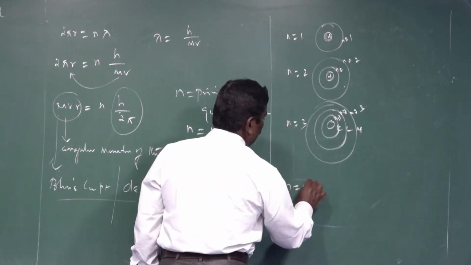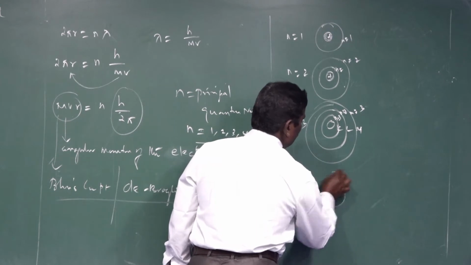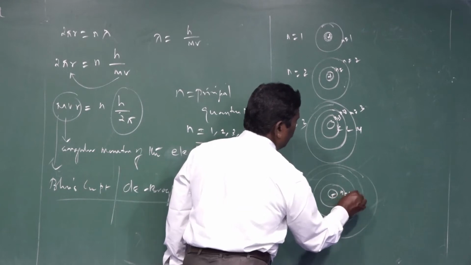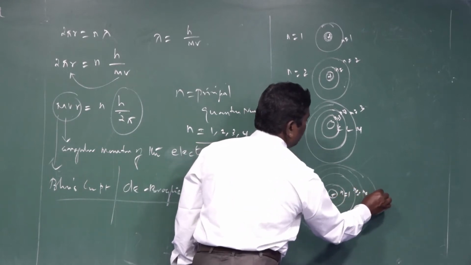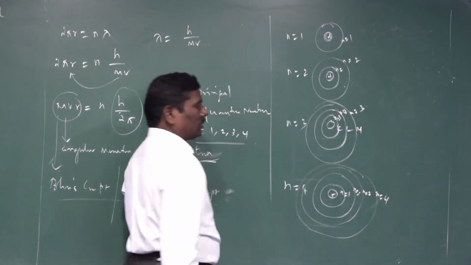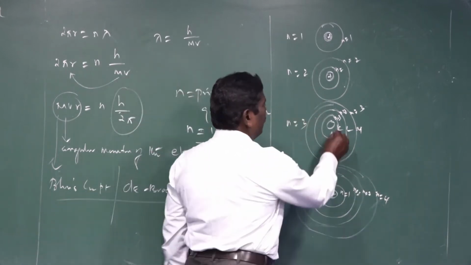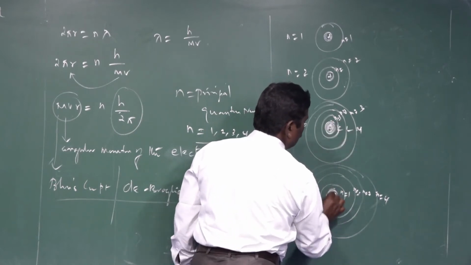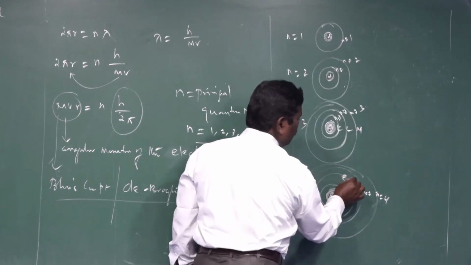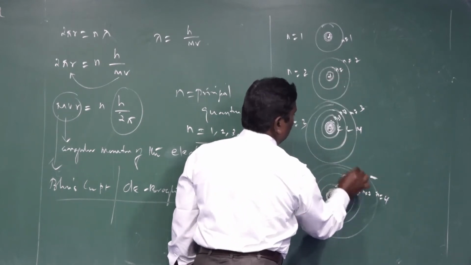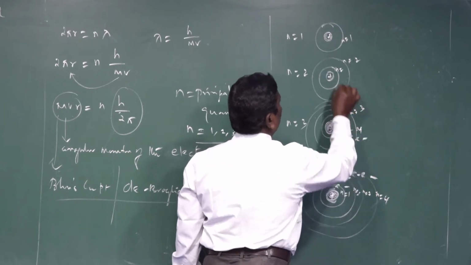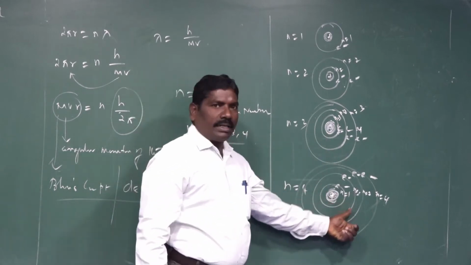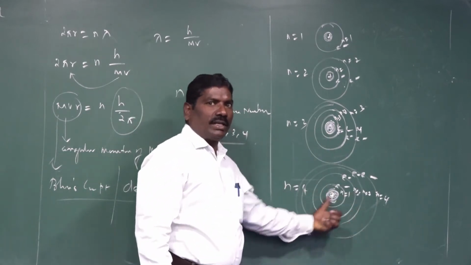Next you can go for n is equal to 4, that means the positive charge at the center, then the second shell, third shell and fourth shell. Here n is equal to 1, 2, 3, 4. The nucleus is the center of the atom, and the electrons are revolving around the nucleus. These electrons are present in phase, existing in phase.